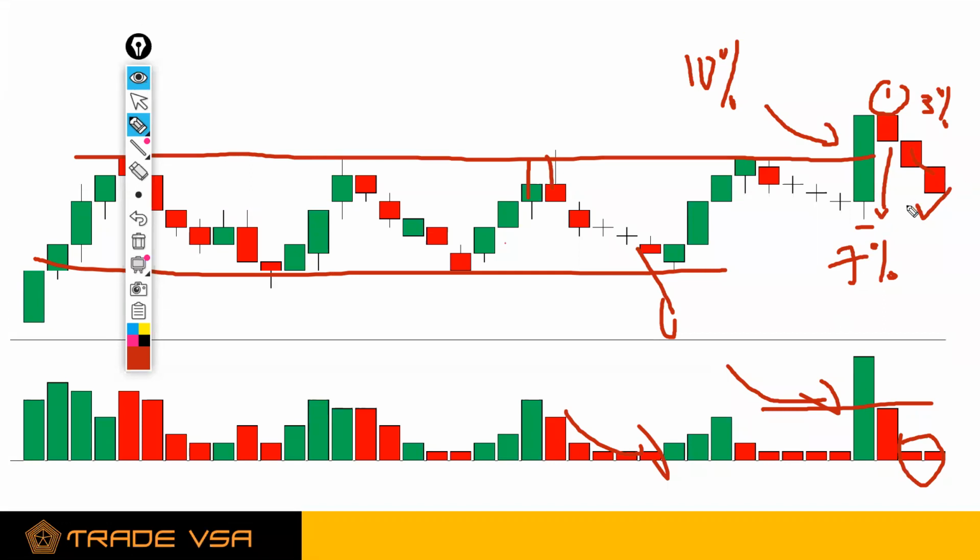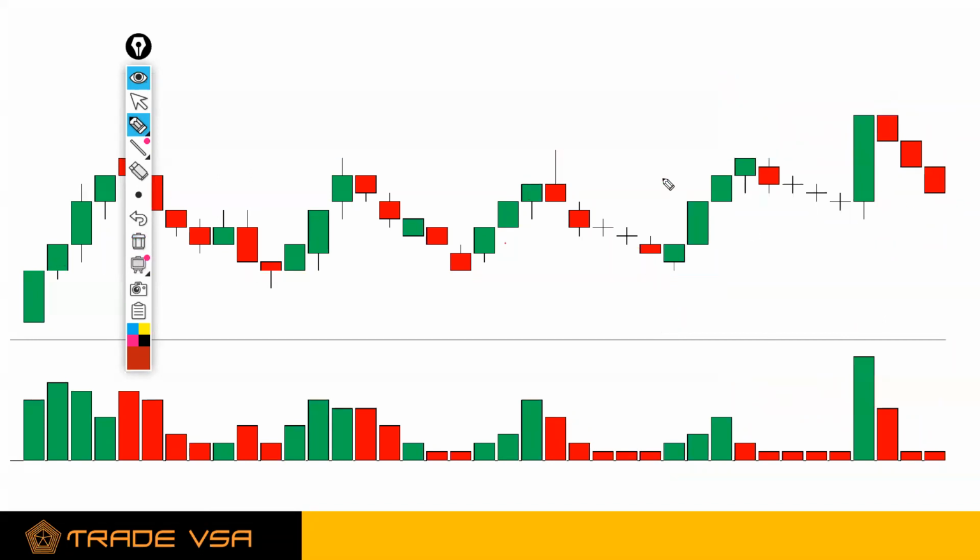Of course, in between, let's say you get a test and then a spring, that will be better. So this is the area that you want to look for signs of strength. Use the bottom of this LC to spot signs of strength. Signs of strength can be a narrow spread bar with low volume too.